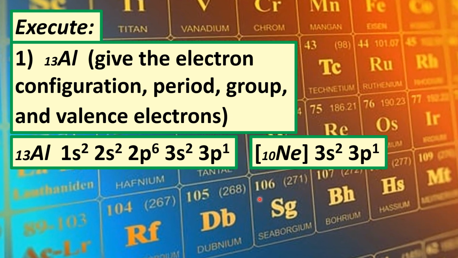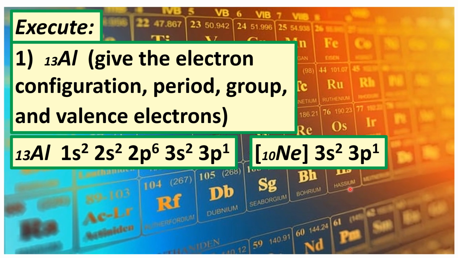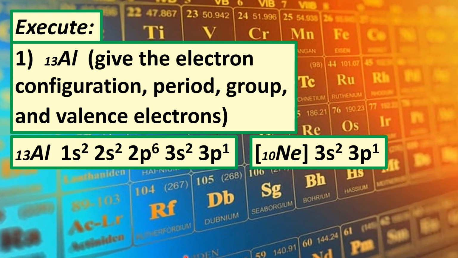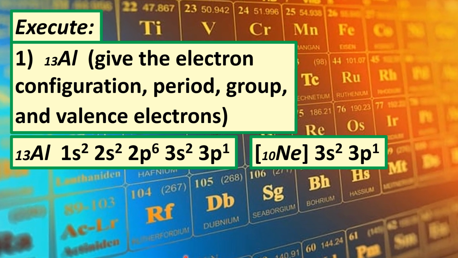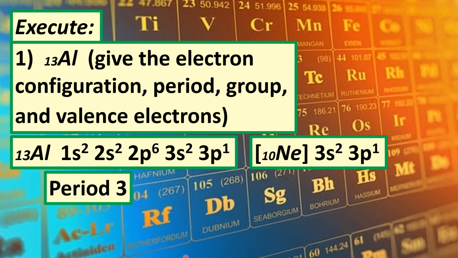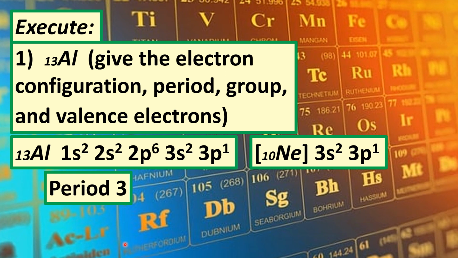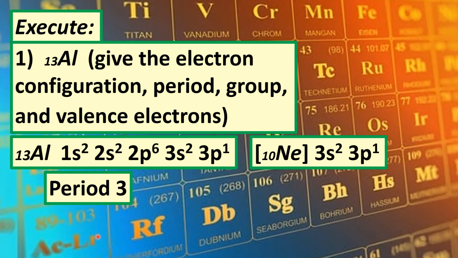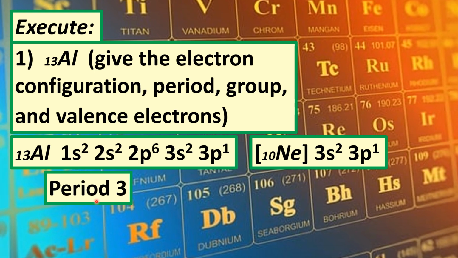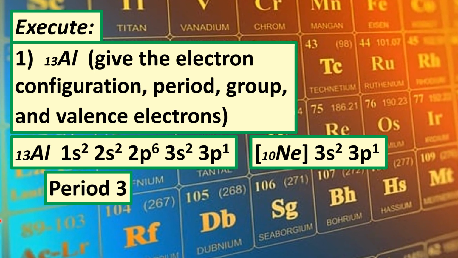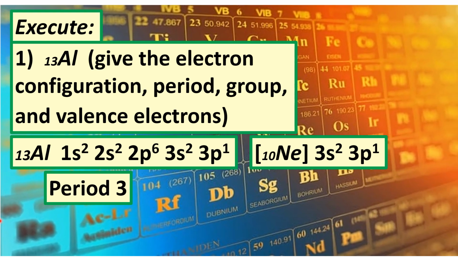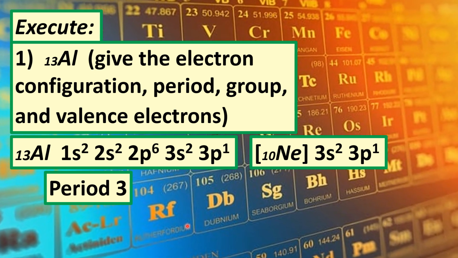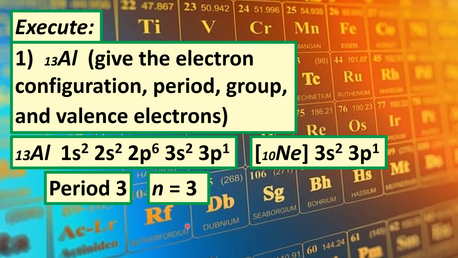Now, based on this electron configuration, we can already tell what the period of this element is. We say aluminum 13 belongs to period 3. That is because its outermost energy level occupied by electrons is the main energy level, n equals 3.